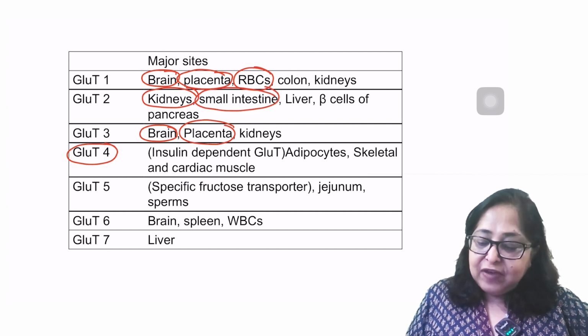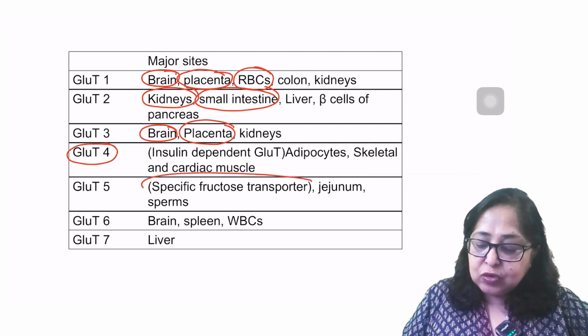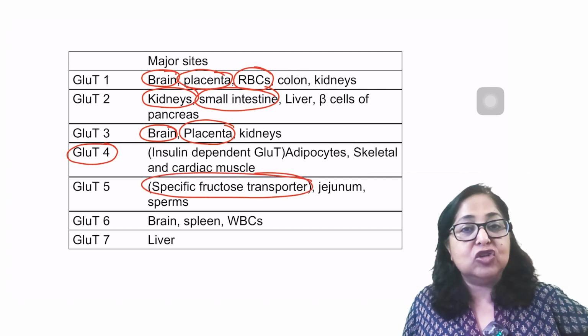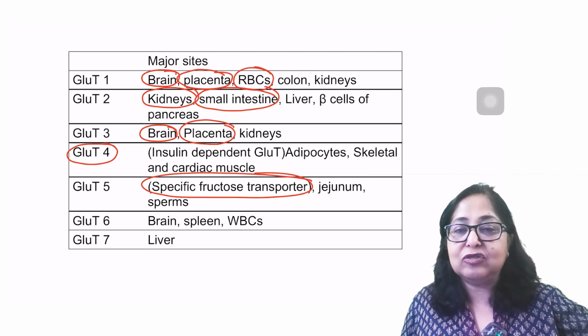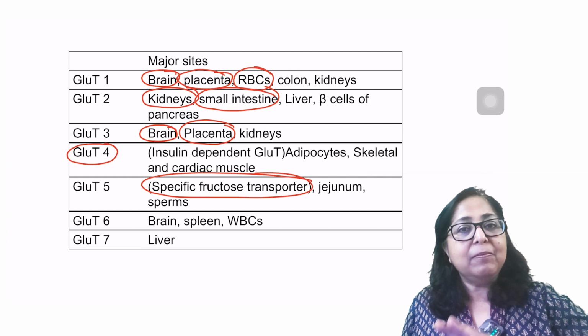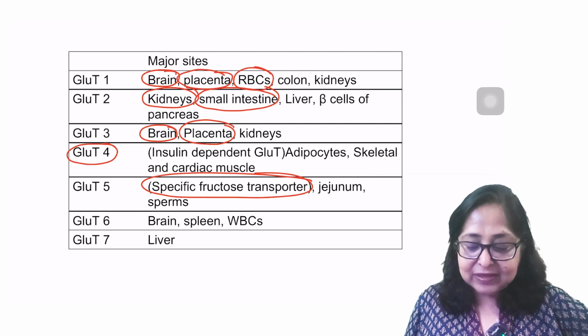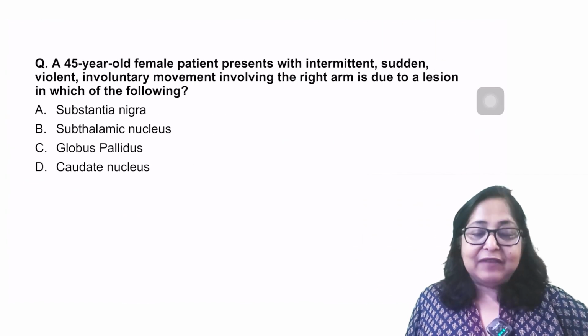GLUT 5 is a very important fructose transporter. This is present in the jejunum, on the sperms. This is a specific fructose transporter. So these are important points which you have to remember from this table. Let's have a look at the next question.